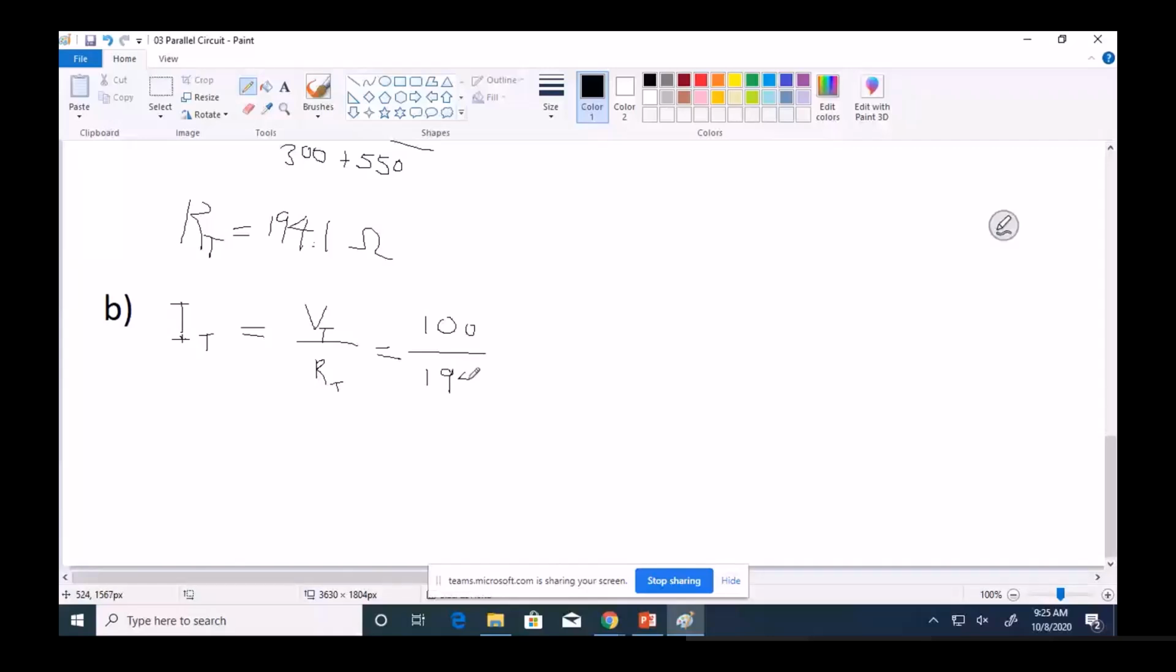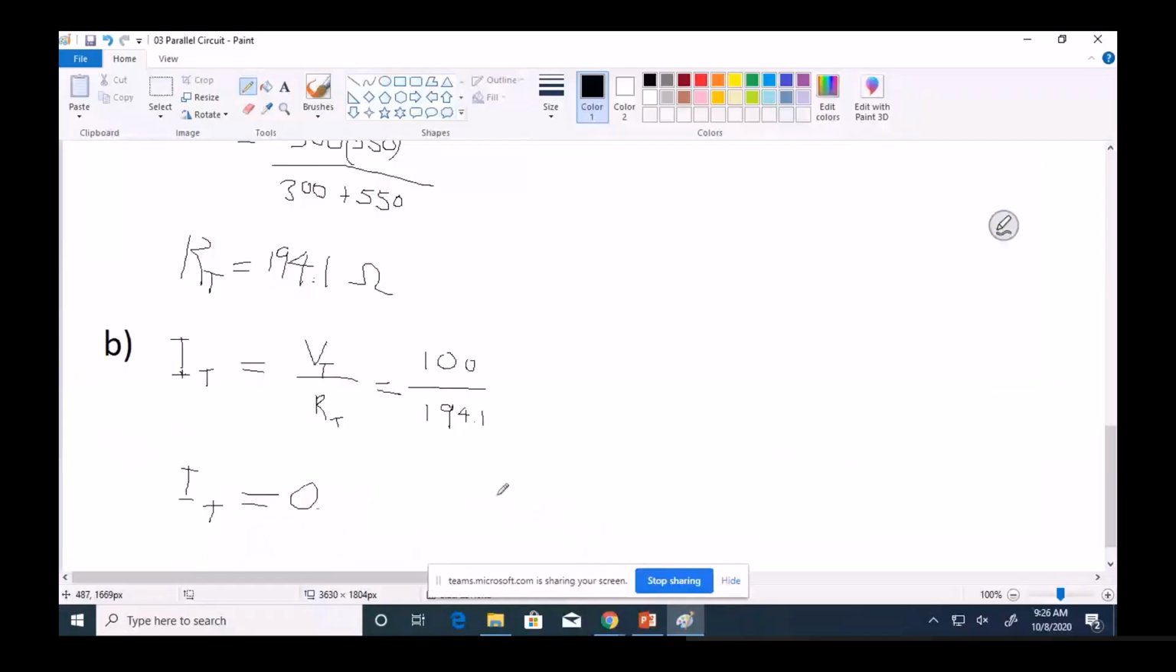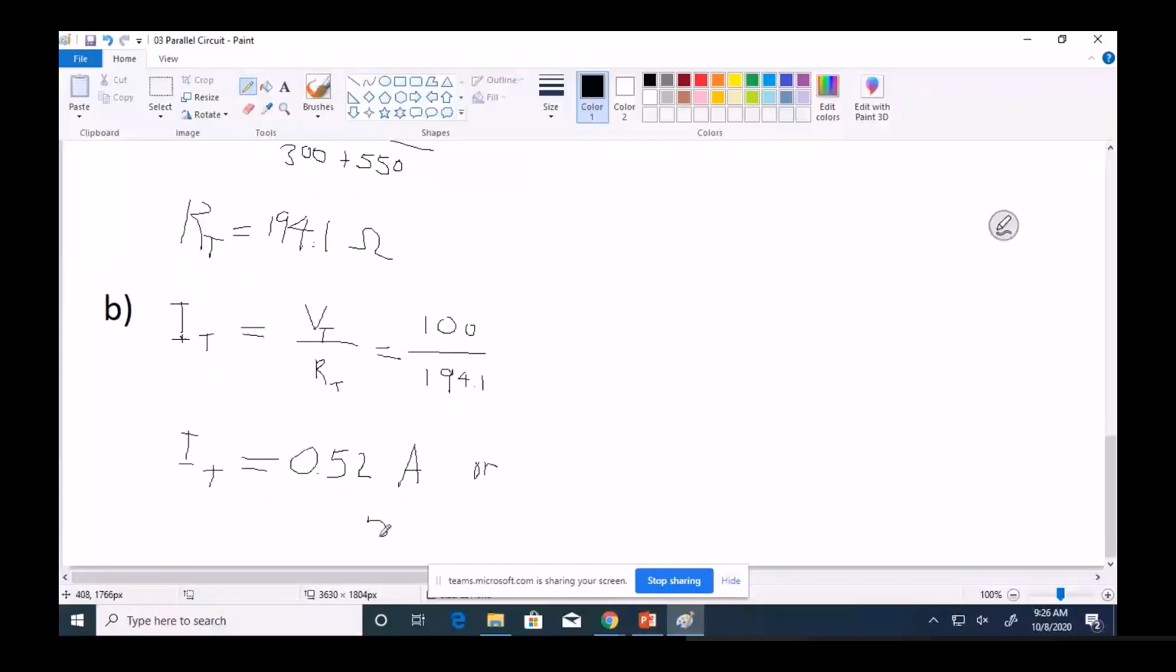So I total equals, give me the answer for this. 0.515. Make it accurate, two decimal places. The more accurate is two decimal places. 0.515 will be 0.52. So that is ampere. Or you write this in milliampere, 520 milliampere.